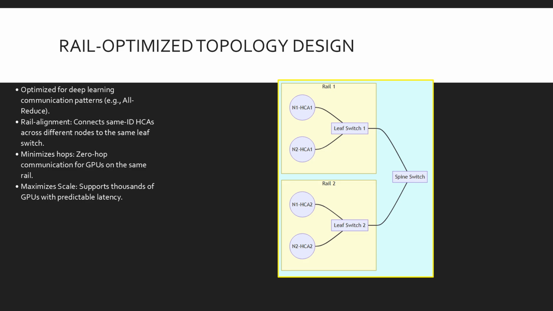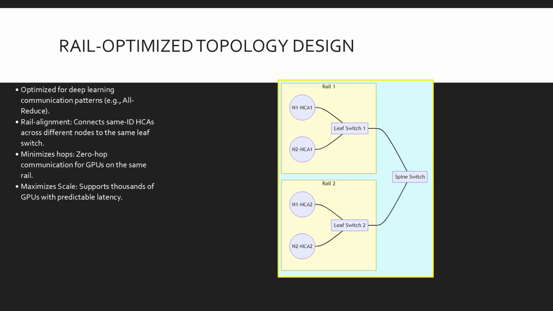We connect the first HCA of every node to the first leaf switch, the second HCA to the second leaf switch, and so on. This creates parallel rails of connectivity. This structure ensures that when GPUs need to synchronize, they communicate over the shortest possible path, often passing through only a single switch. What have we learned? We learned that physical cabling strategy, specifically rail optimization, is a critical design element that directly impacts the speed of collective operations like all-reduce.